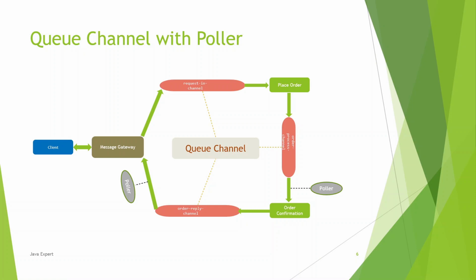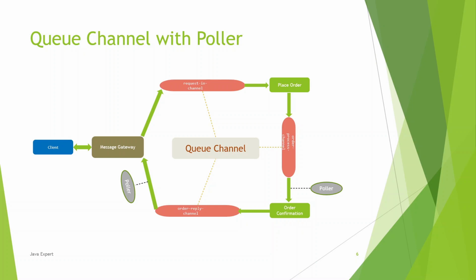In case of direct channel, it's exactly similar to this one, but in direct channel, the channel itself is responsible to invoke the next component. For example, from place order we have to invoke confirm order, and in between we have an order process channel. The same thread is responsible to invoke the confirm order. But in case of QueueChannel, that is different.